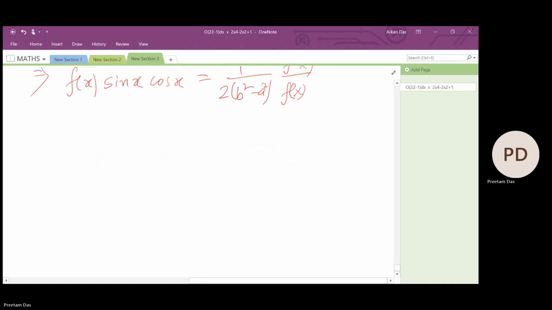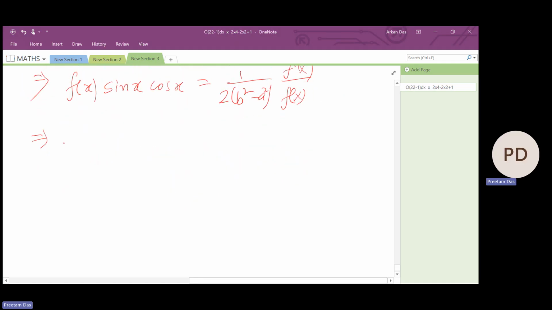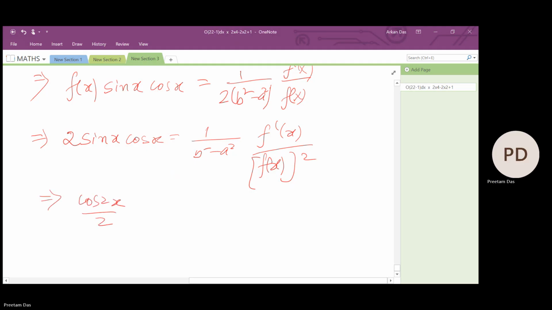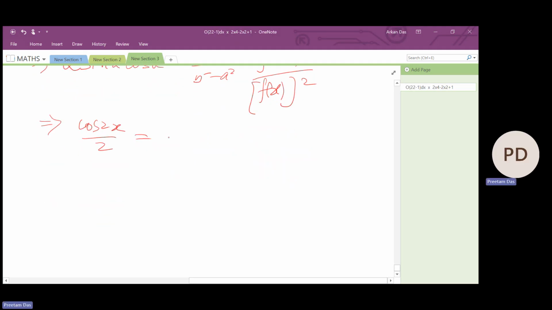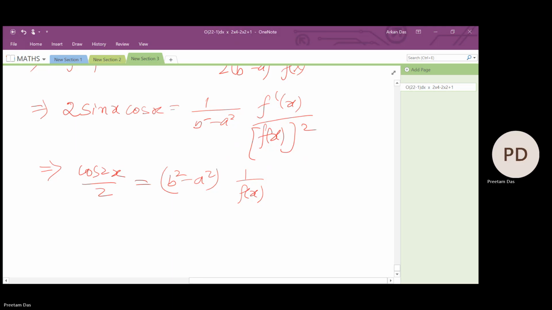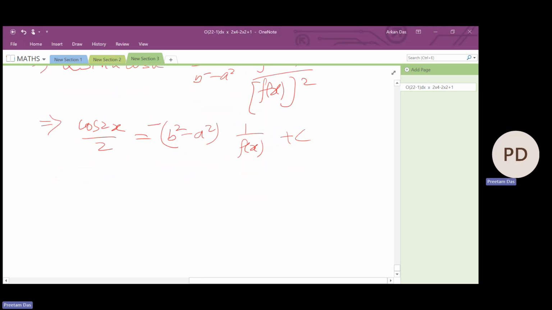Okay, so we can write it as 2 sin x cos x and 1 by b square minus a square. This we can write as f dash x by f(x) square. Now we can integrate. This becomes cos 2x by 2. This becomes b square minus a square, 1 by f(x) minus 1, and then plus c.